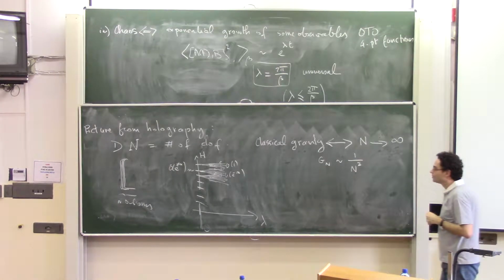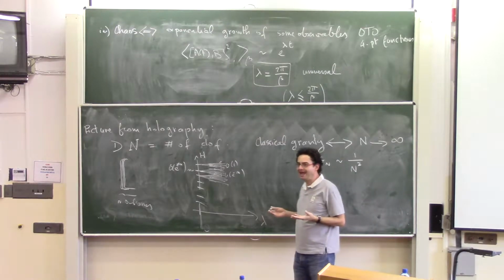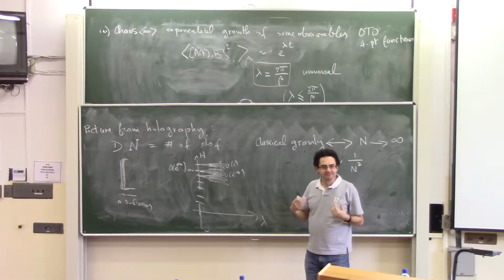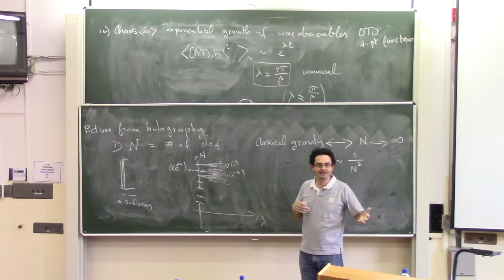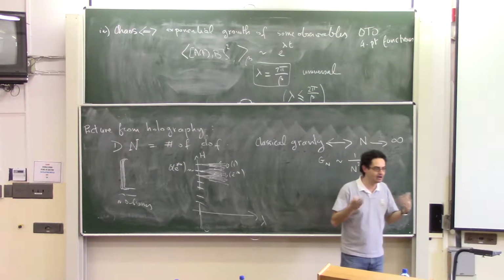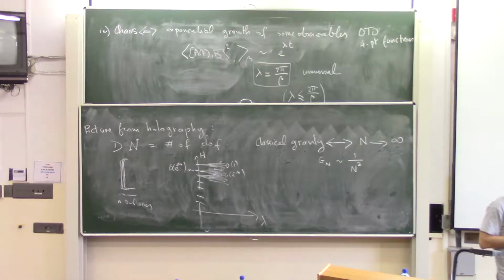All right? So this is how large n reconciles quantum gravity with black holes and unitarity. At least that's how we think about it in the modern way.